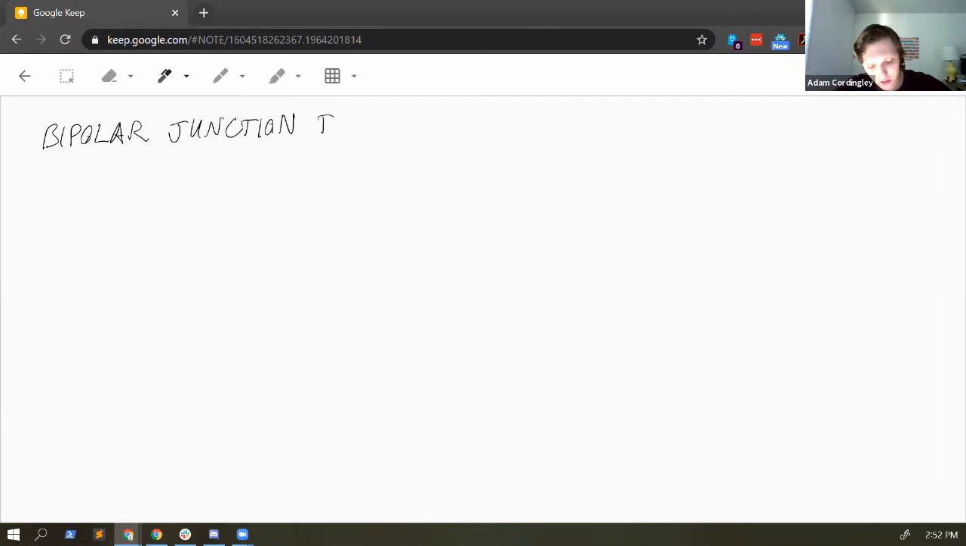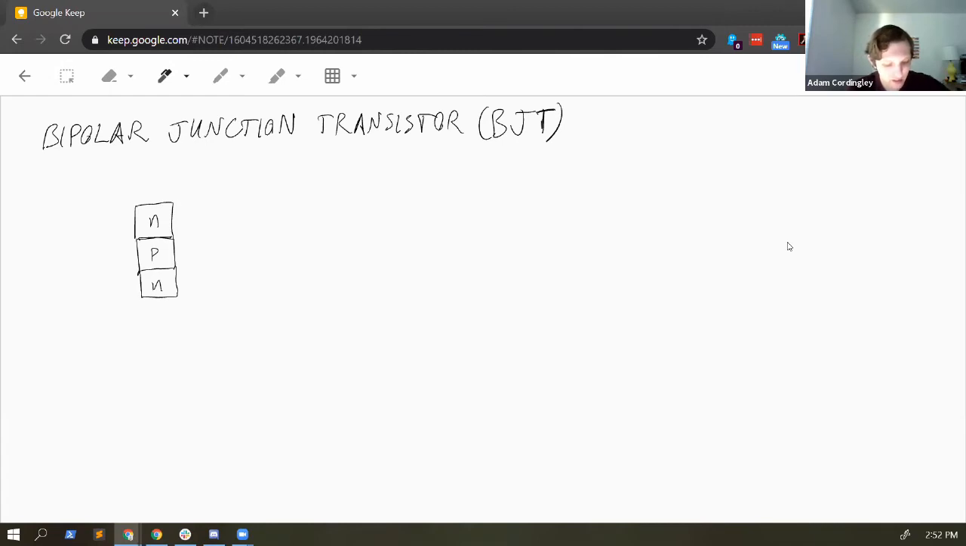Bipolar junction transistor, and we abbreviate this as BJT. So taking what we know about doped silicon, let's say we had a region of N-type silicon up against a region of P-type silicon, then up against another region of N-type silicon, and then connect ourselves some wires off each of these.